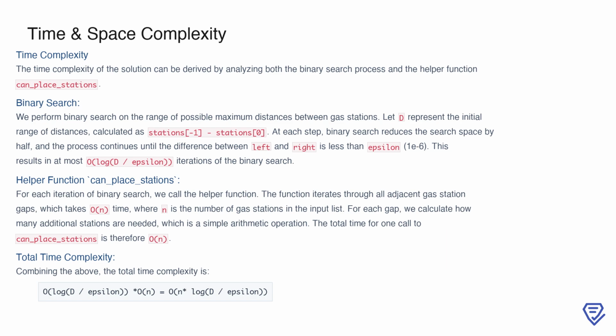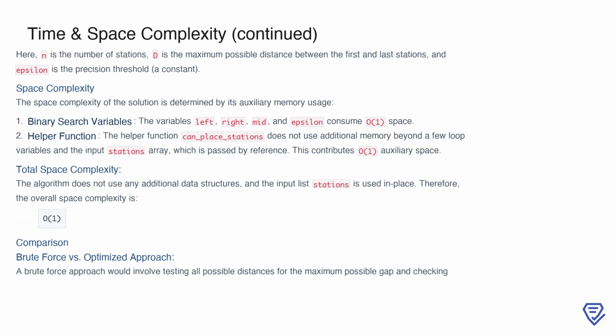Combining these two components, the total time complexity is the product of binary search iterations and the time taken per iteration, resulting in O(n * log d/epsilon). Now, let's break this down further. The variables in our time complexity include n, the number of stations, d, the maximum distance between the first and last stations, and epsilon, the precision threshold, which is a constant.